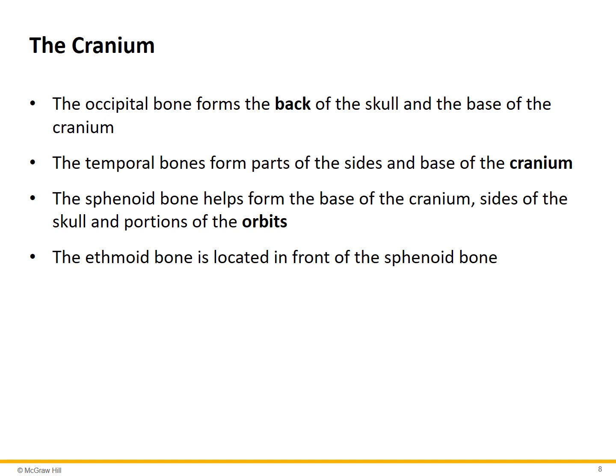The sphenoid bone is a bat-shaped bone that forms the base of the cranium. So part of the brain would rest on the sphenoid bone. It also forms part of the sides of the skull and portions of the orbit. The ethmoid bone, which is said to look like an iceberg, is located in front of the sphenoid bone.